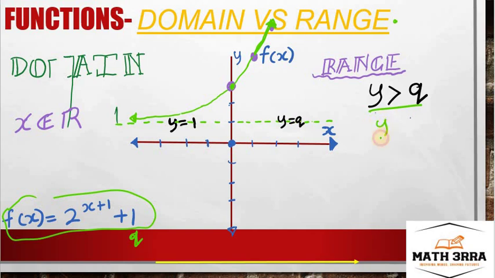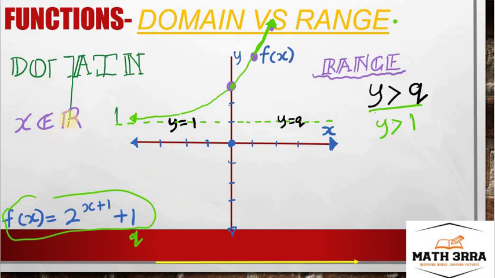So that is to say, our range for the specific graph of f(x) = 2^(x+1) + 1 is y greater than q. y is greater than 1. q is equal to 1 in this graph. That's how we would determine our range.